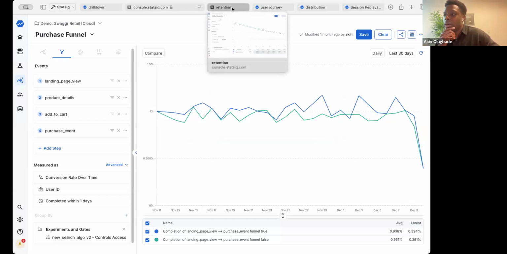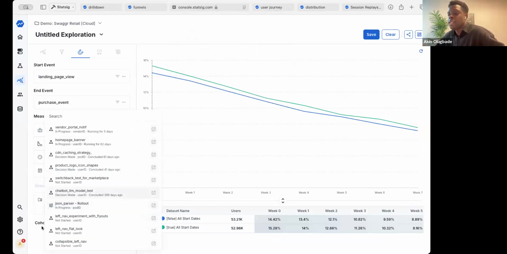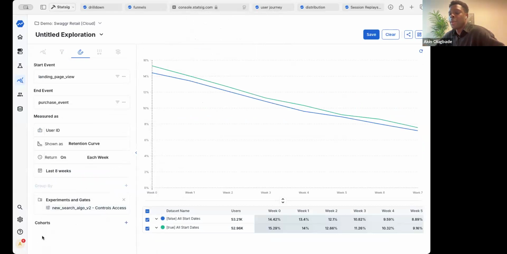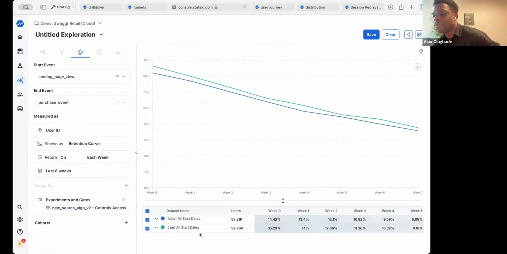Next, we'll go into our retention charts, right? And you can paint that same picture here, where you can obviously compare different events or compare retention by event property or user property. We could also compare retention rates by feature gates or experiments. And once again, we see that folks with the new search algorithm are retaining at a higher rate over time than folks without it.